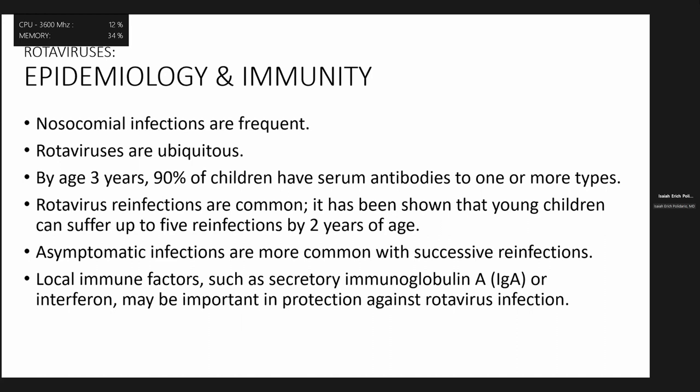Rotaviruses are ubiquitous. By the age of 3 years, 90% of children have serum antibodies to one or more types. This high prevalence of rotavirus antibodies is maintained until those children are adults, which suggests subclinical reinfection by the virus. Rotavirus reinfections are common. It has been shown that young children can suffer up to 5 reinfections by 2 years of age, and asymptomatic infections are more common with successive reinfection. Local immune factors such as secretory IgA or interferon can be important in protection against rotavirus infection.